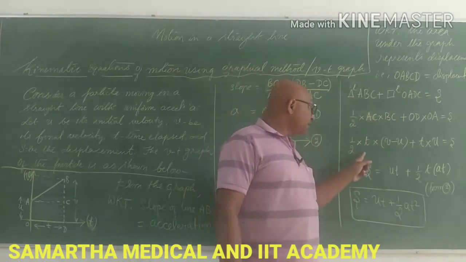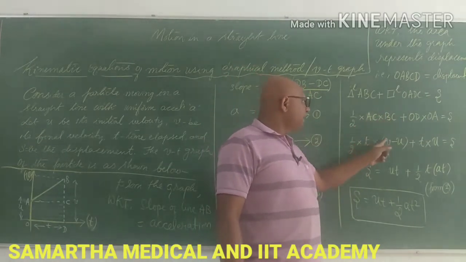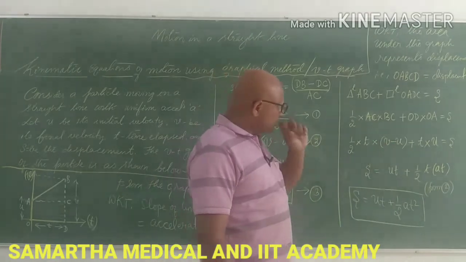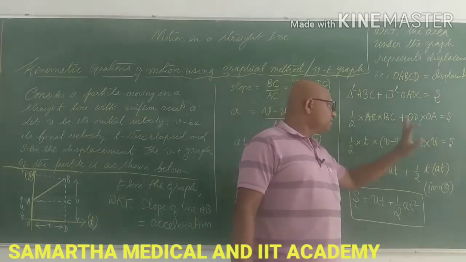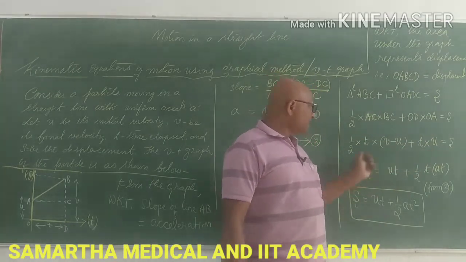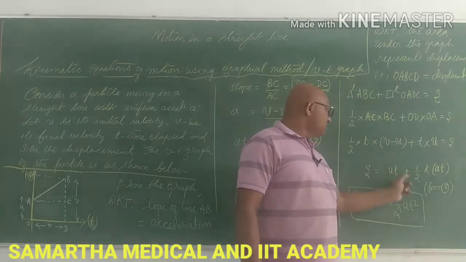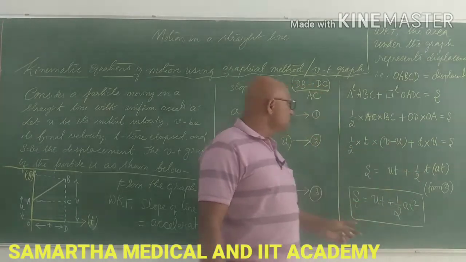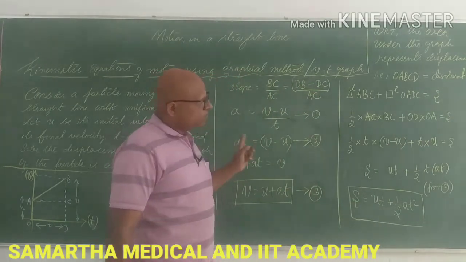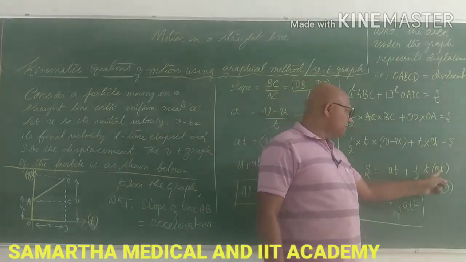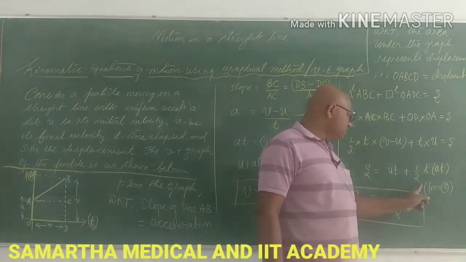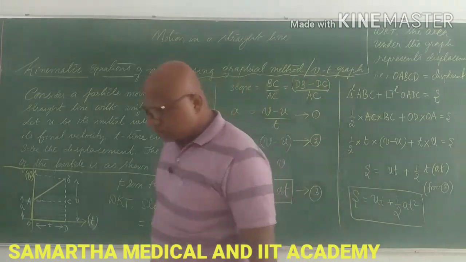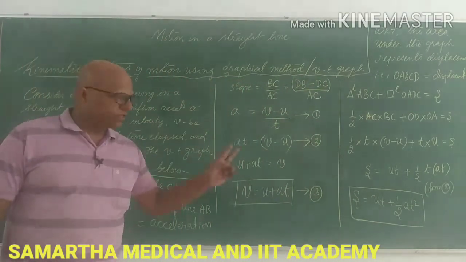Half into base into height, plus length into breadth. Half into base is time and height is BC. In the place of BC we will write V minus U, plus OD is time, OA is U, which is nothing but displacement. So S is equal to UT plus half into T into, in the place of V minus U, we will directly write AT. So it becomes half into T into AT, that is half AT square, plus UT. So we have obtained two equations.